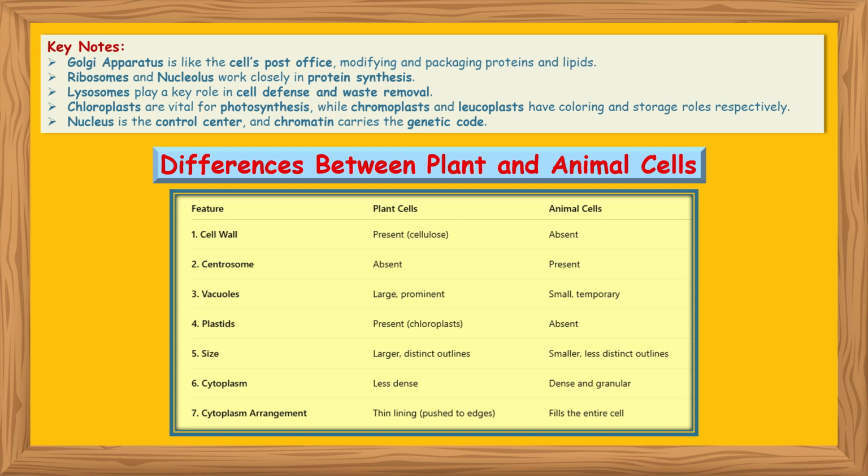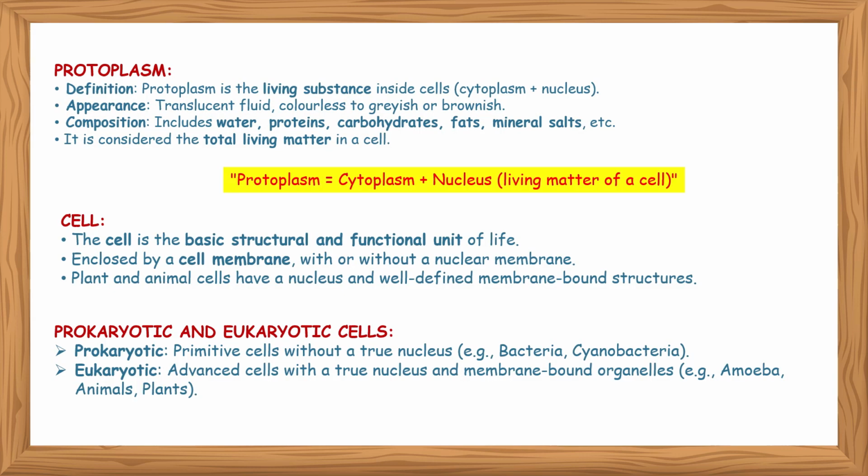Differences between plant cells and animal cells: the cell wall is present in plant cells and absent in animal cells. Centrosome is absent in plant cells but present in animal cells. Vacuoles are large and prominent in plant cells, small and temporary in animal cells. Plastid is present in plant cells but absent in animal cells. Cytoplasm is less dense in plant cells; in animal cells it is dense and granular. The cytoplasmic arrangement is a thin lining in plants, but it fills the entire cell in animals.